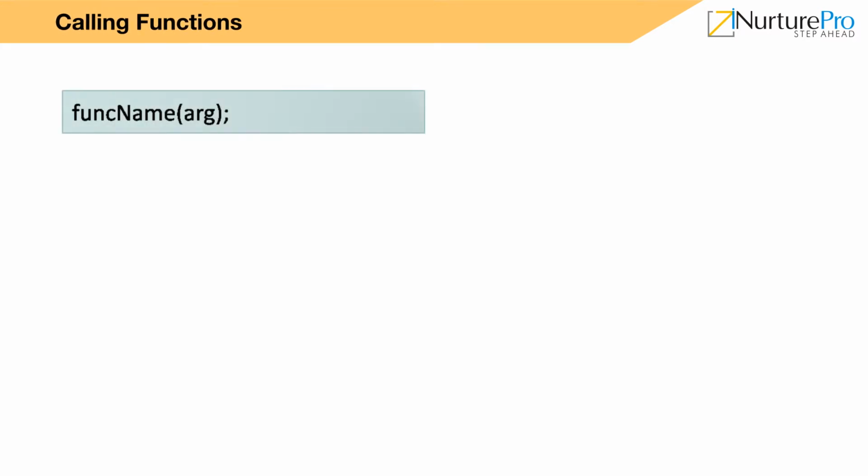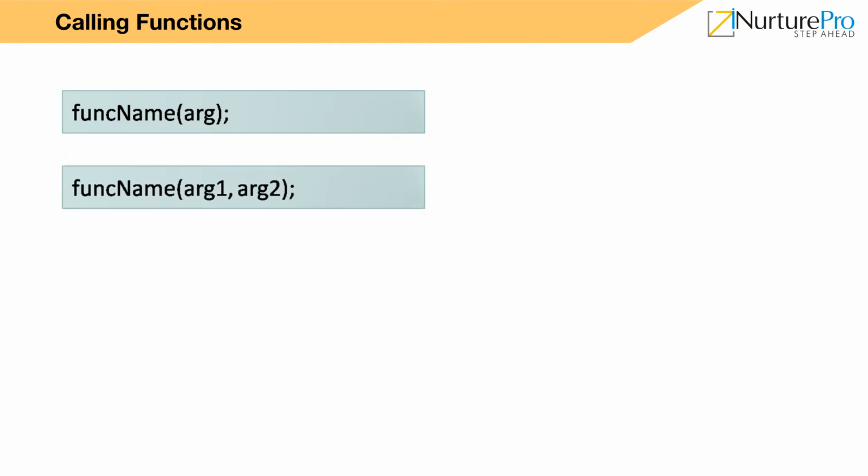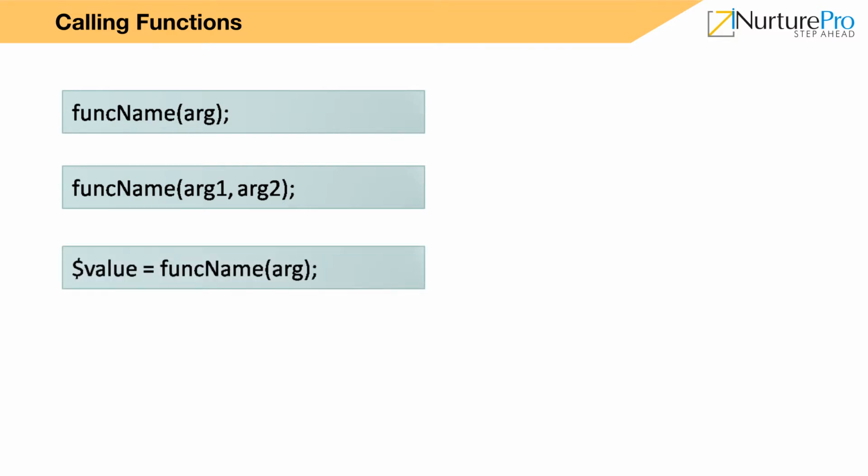To call a function, all you need to do is write the name of the function followed by an opening parenthesis and then specify one or more arguments to the function and then followed by a closing parenthesis. If there is more than one argument passed to the function, then they must be separated by a comma. A function may or may not return a value. If it returns a value, this value can be stored in a variable, as shown in this case.